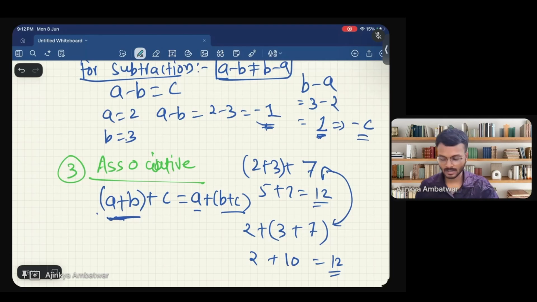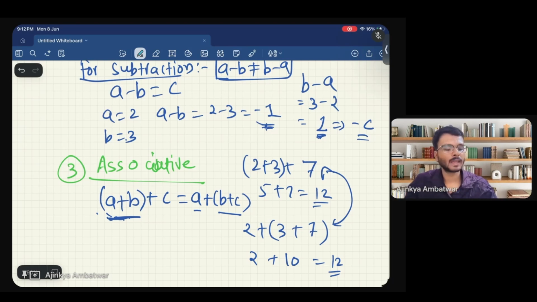You look at the brackets. जो brackets है, that will be done first. Here A plus B was done. Here B plus C was done. So it doesn't matter even if I do the first two numbers or the last two numbers and add them first, it will still be the same answer.